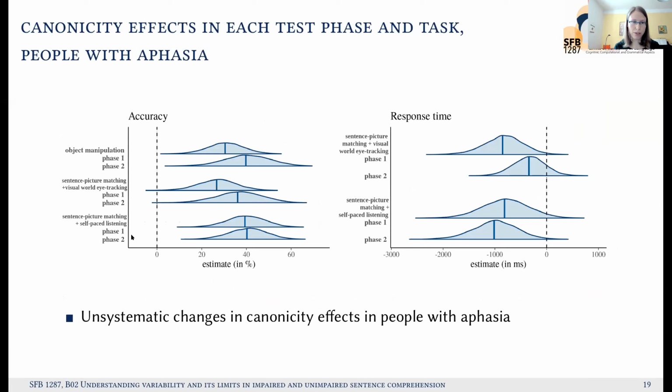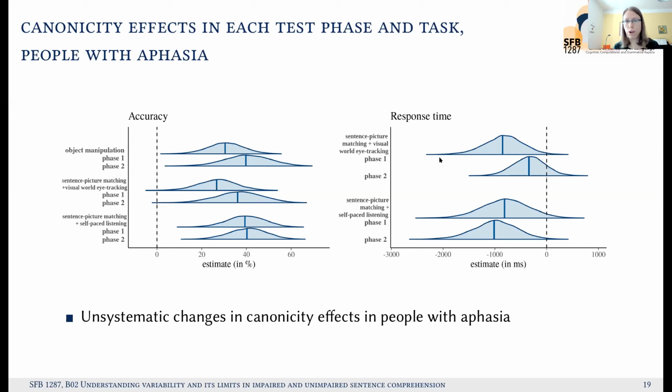Let's first start with the accuracy again, and with the estimated canonicity effect for the object manipulation task. We see that the estimate shifts away from 0 in the second test phase, which seems to suggest that there is an increase in the canonicity effect between the test and the retest. A similar shift away from 0 is also visible in one of the sentence picture matching tasks, while the estimates are almost identical for the second sentence picture matching task.